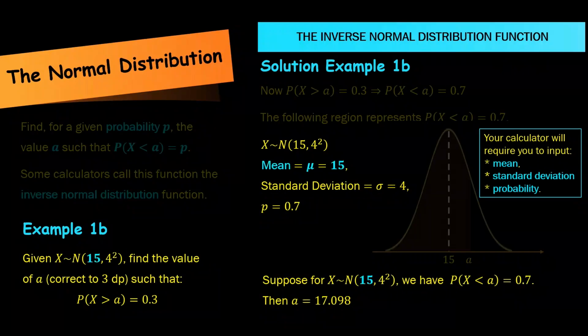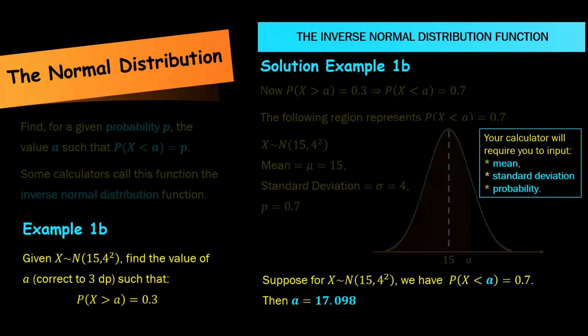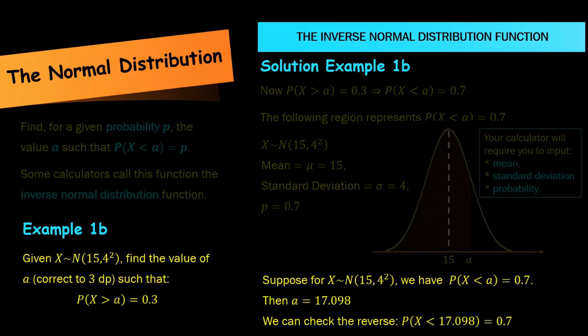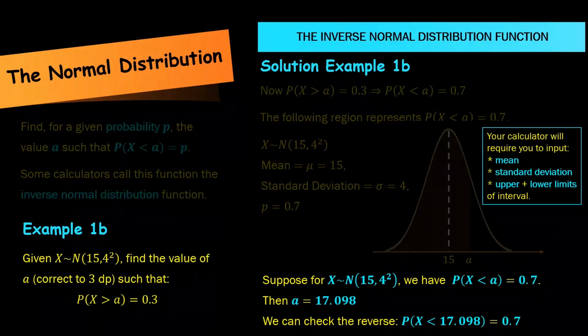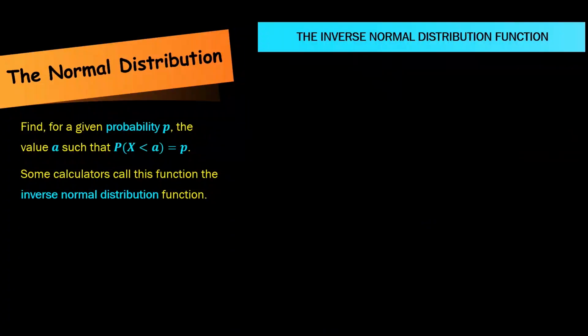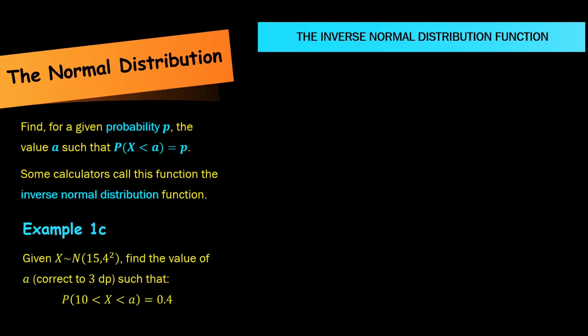So inputting these values gives us that A is equal to 17.098. And again, we can check the reverse and verify that the probability that x is less than 17.098 equals 0.7. Now let's take a look at part C. We're required to find the value of A such that the probability that x is between 10 and A equals 0.4.